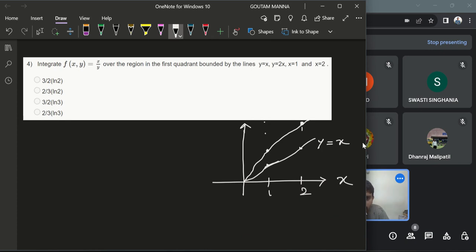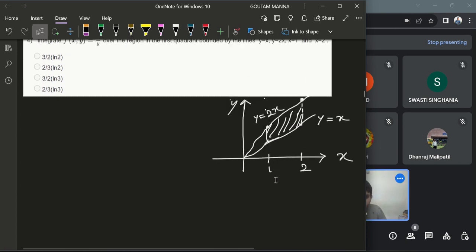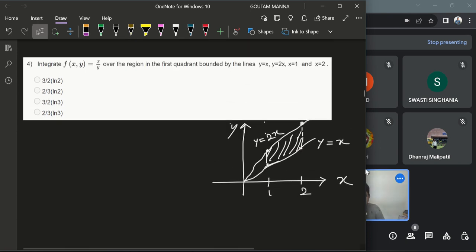So the area inside which we have to integrate will be from this y axis, and this line is y equals 2x. So we have to be inside this area. Okay, so the y limit will depend on x. So in that case, we will integrate y first, and then we will integrate x. Okay, so how we are doing it? So let me draw small.